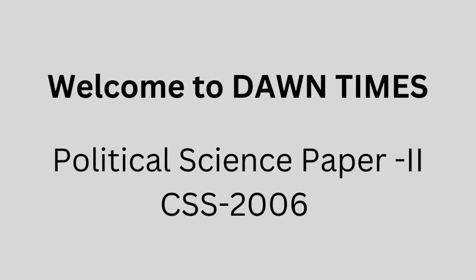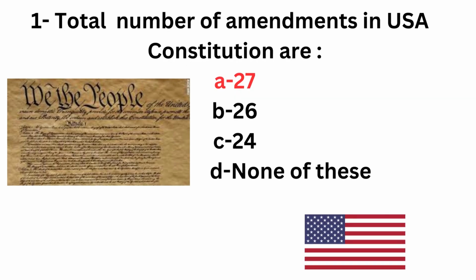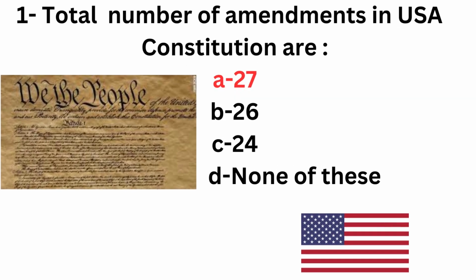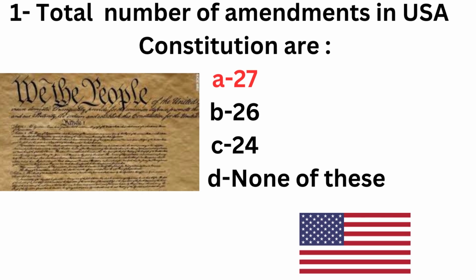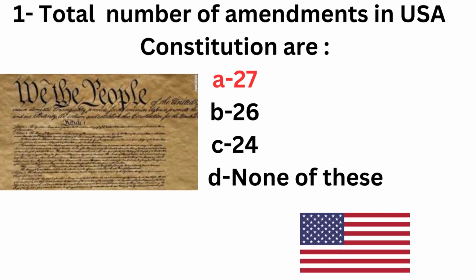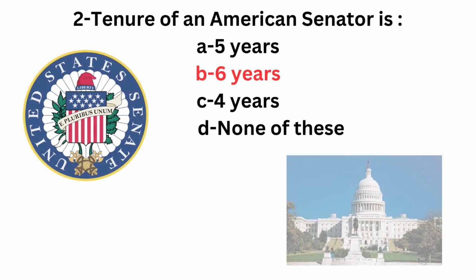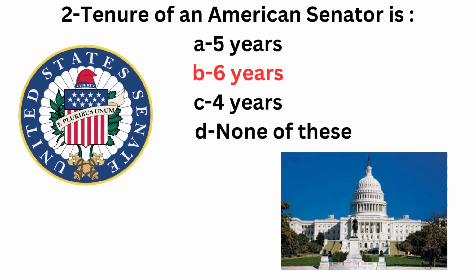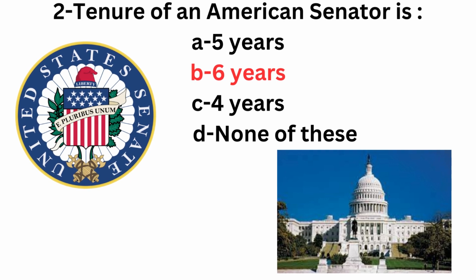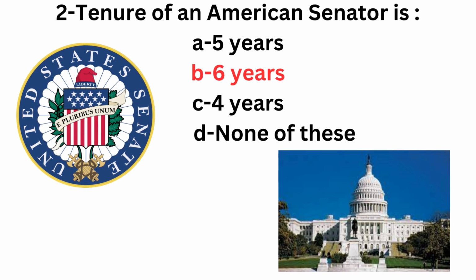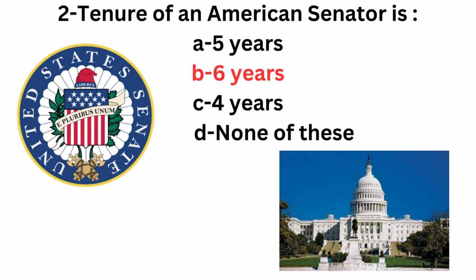So, today we will discuss Political Science Paper 2 MCQs of CSS 2006. The first one is: total number of amendments in the US Constitution are. It is option A, 27. Next one is: tenure of an American senator is. It is option B, 6 years, just like in Pakistan.